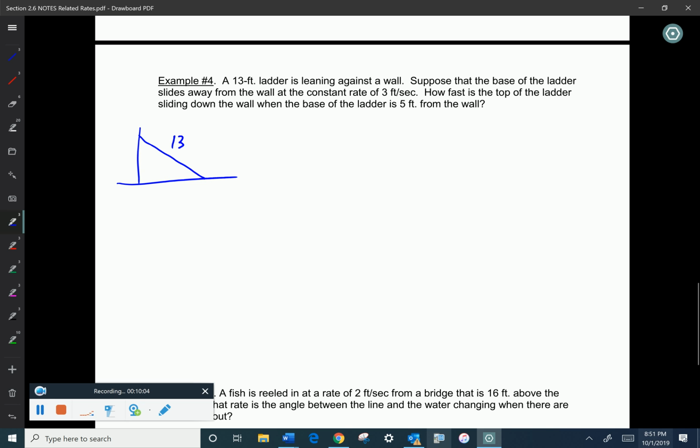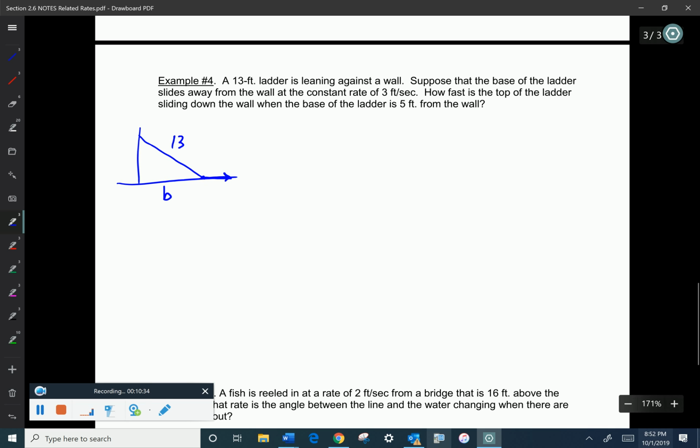It's just a 13. Suppose that the base of the ladder, I'm going to say that this is the base of the ladder, slides away from the wall, so it's sliding in this direction at a constant rate of 3 feet per second. I'm going to call this bottom side of the triangle B for base. If the ladder is sliding away, then that side of the triangle is getting bigger.